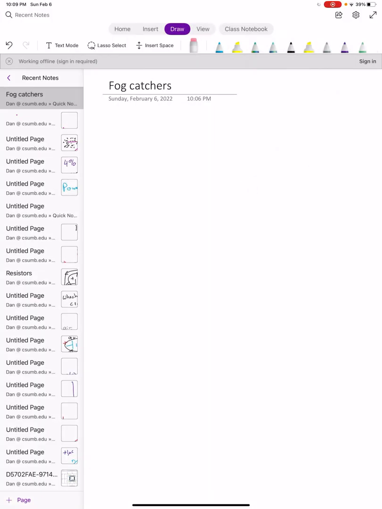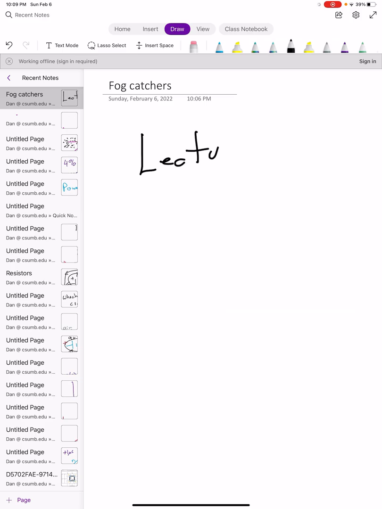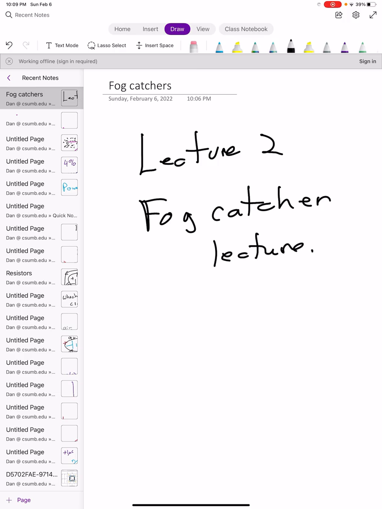All right, this is lecture 2 on fog studies. And I think of this lecture as the fog catcher lecture. Almost rhymes. So we talked in the first lecture about what fog is.